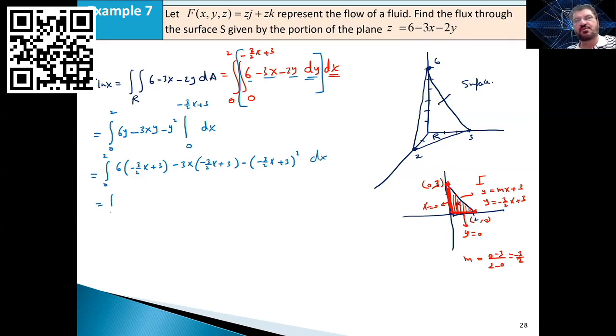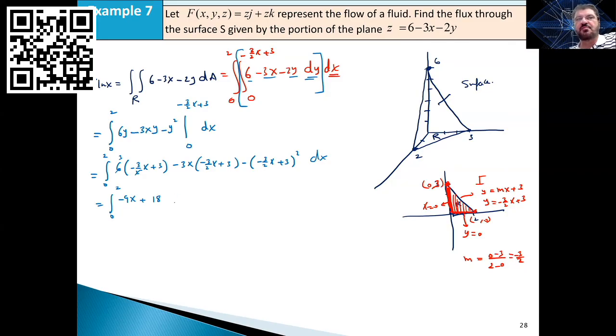And this is equal to the integration from 0 to 2. I multiply, I get what? This one with this one is a 3, so it's minus 9x plus 6 times the 3 is 18.